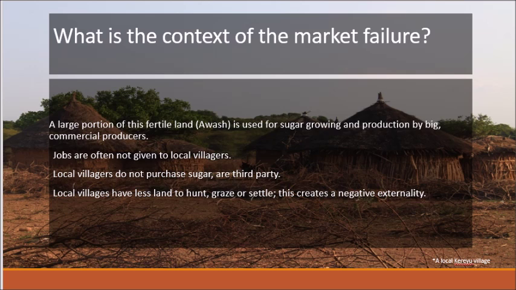However, with the production, local villages are often relocated without compensation or jobs. Employment is not supplied to local villagers because they are seen as low-skilled workers. Local villagers do not consume sugar, so therefore they are a third party in the transaction between consumers and producers, making this a negative externality. The negative externality specifically is that local villages have less land to hunt, graze, settle, and they are not employed by local producers.